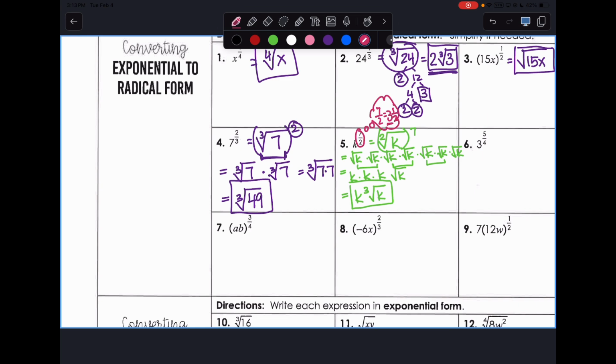Didn't we get 3 wholes out to play? And left a 1/2 power inside the square root, okay? Yeah? Okay, let's try that idea here.